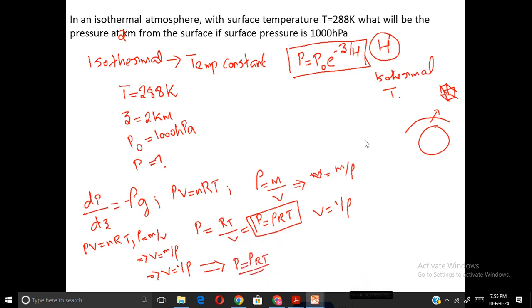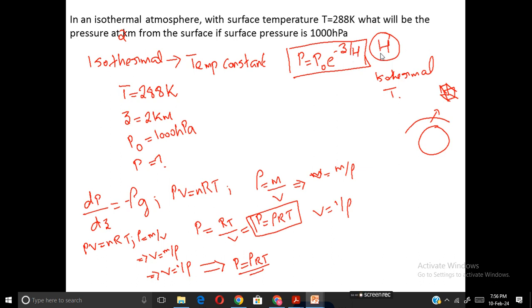Okay, so what was the question? The question was to find the pressure at a height of 2 kilometer if the temperature is given, considering it is an isothermal atmosphere. The things that have been given: temperature is 288 Kelvin, the height at which we have to compute the pressure is 2 kilometer, and the surface pressure is also given, which is 1000 hectopascal. So we know that the atmospheric pressure has an exponential decrease with respect to height. That is P is equal to P0 e raised to minus Z by H, where H is the scale height of the atmosphere.